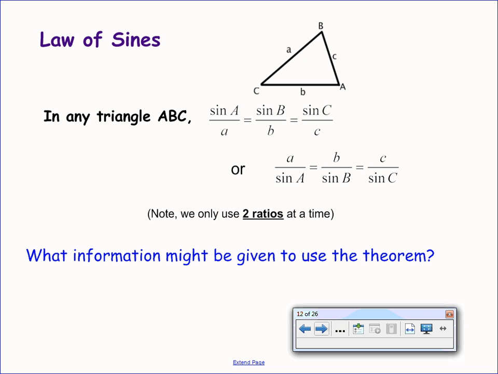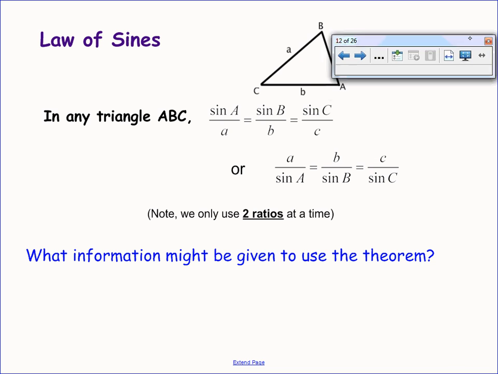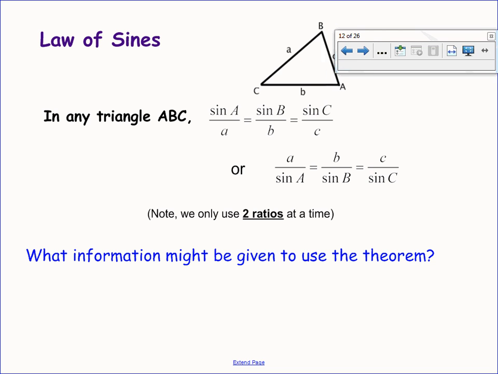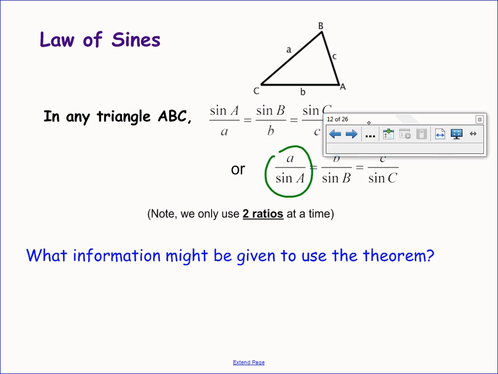All right, so let's go ahead and consider what information might be given in order to use the theorem. And this is like a reading question. Well, we need to be able to fill up one of these fractions. So we either need both side length A and angle A, or side length B and angle B, or side length C and angle C. We need to know one opposite side angle pair completely. So if we know both C's, then we're good to go. If we know both A's, then we're good to go. If we know both B's, then we're good to go.